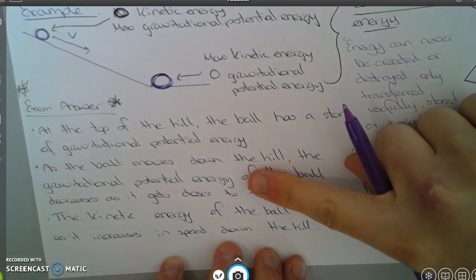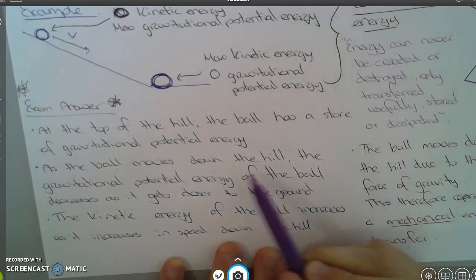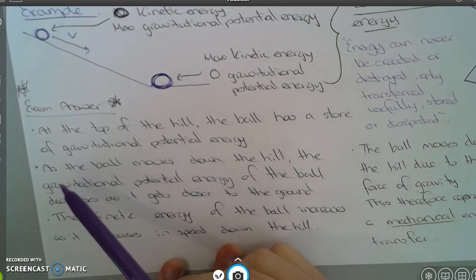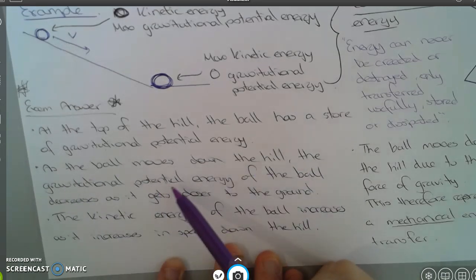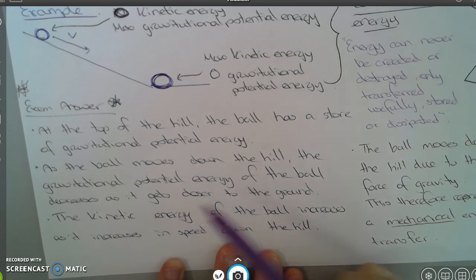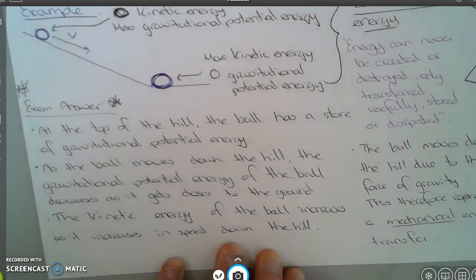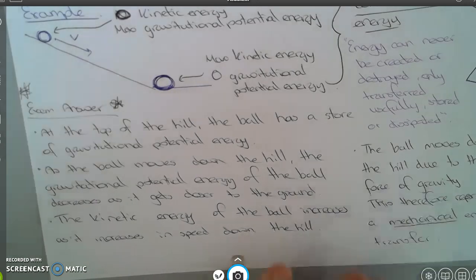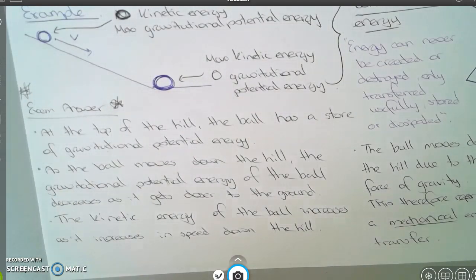If I wrote, as the ball moves down the hill, the gravitational potential energy decreases, I would not get any marks because I have not included the destination of this energy store. So by including "of the ball", i.e. as the ball moves down the hill, the gravitational potential energy of the ball decreases, I get the mark. So whenever you talk about an energy store in your physics exam, you must include the destination, the object that you are talking about. Okay?